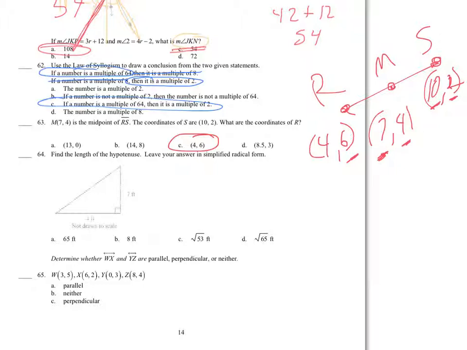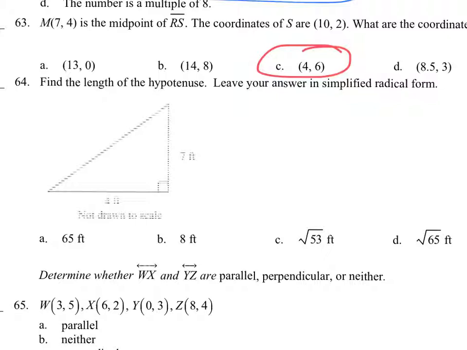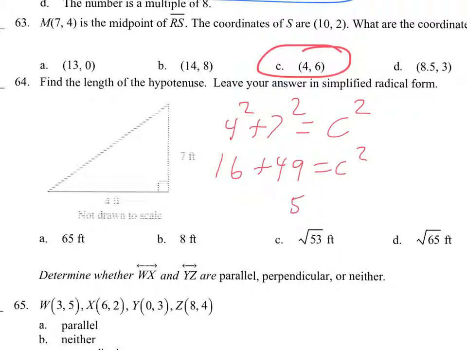Okay, find the length of the hypotenuse, number 64. Let's see. We're going to use the Pythagorean theorem. We're going to say 4 squared plus 7 squared equals the hypotenuse squared. 4 squared is 16 plus 49. We add that together and we end up with 65 equals C squared. Take the square root of that, and we can't simplify that any further, which is why our answer is D.